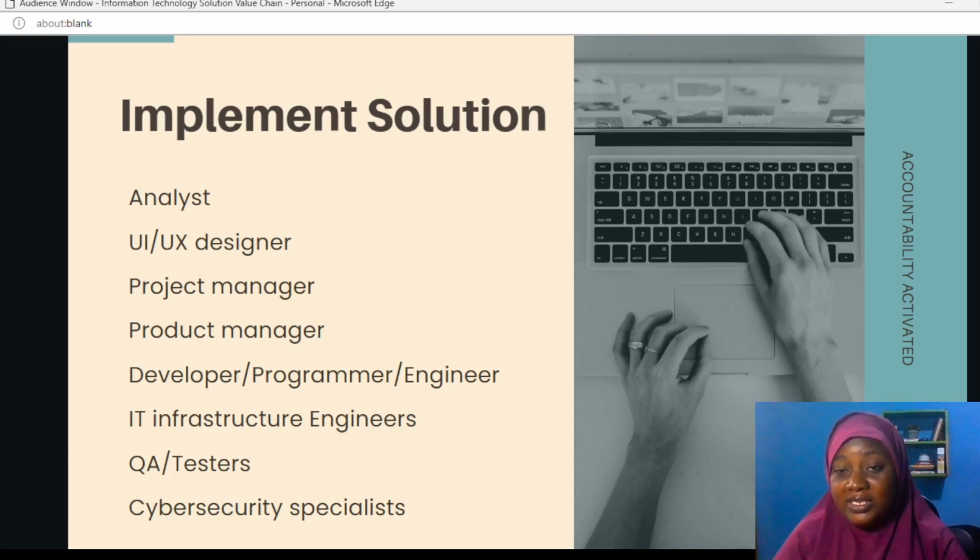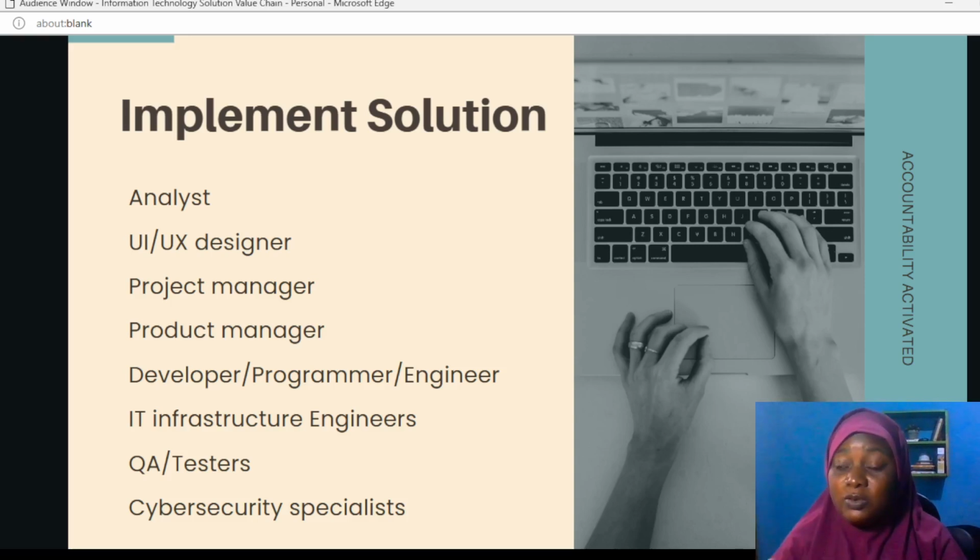So user interface designers are people that design what the software is going to look like. As well as the user experience, UX, user experience designers, they also design how the software is going to be used. So they help you create the right flow in the product. So these are the people.